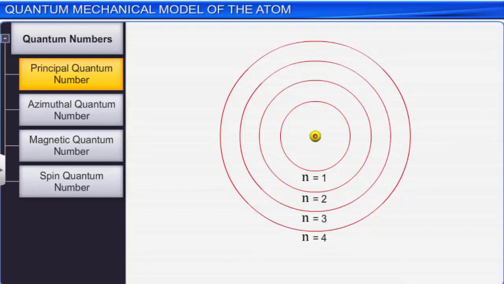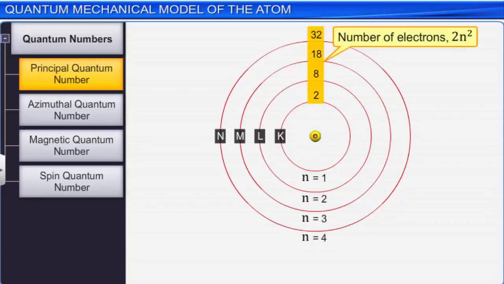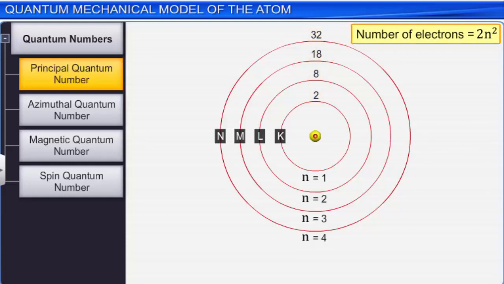Shells are denoted by the capital letters K, L, M, N, and so on for the values of n equal to 1, 2, 3, 4, and so on respectively. The number of electrons in a shell is given by 2n². Therefore, for n equal to 1, there will be 2 electrons in the K shell, and for n equal to 2, there will be 8 electrons in the L shell. The number of electrons in M and N shells will be 18 and 32 respectively.